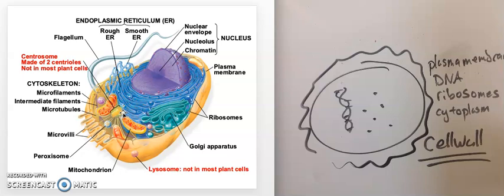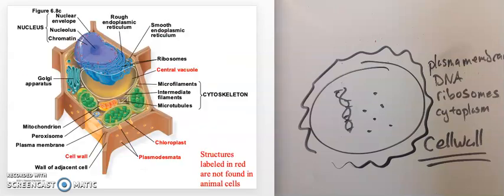Plants are also eukaryotes. Okay, so the ones that I want to point out here, the lysosome we'll talk about is not present in most plant cells. In most plant cells, it's replaced by the central vacuole. Centrosome, which is made of two centrioles, is found in animal cells, but is not found in most plant cells. And we'll talk about the function of each of these structures in a little bit.